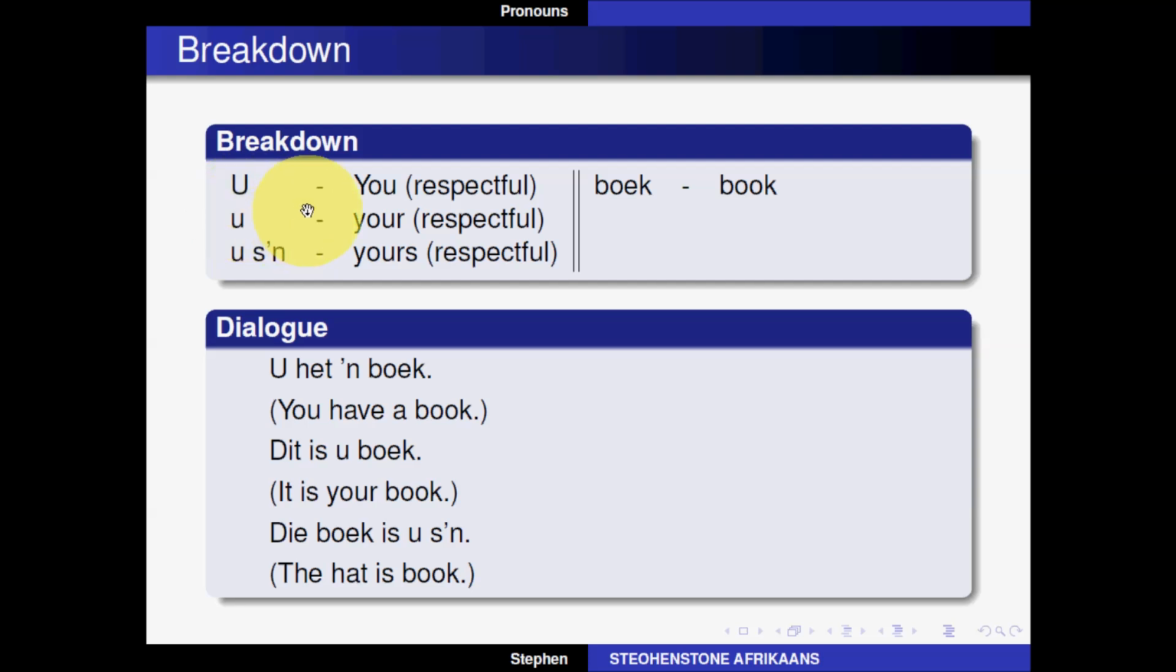So u means you in a respectful setting. U can also mean your in a respectful setting. Usen means yours, respectfully. And we have a new word, boek, which means, surprise, surprise, book. It's just a little different spelling. So the first sentence, u het 'n boek, means you have a book. And this is all in the respectful setting. Dit is u boek. It is your book. Die boek is usen. The book is yours.